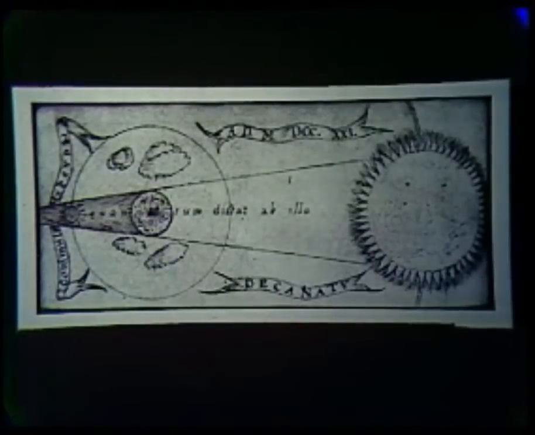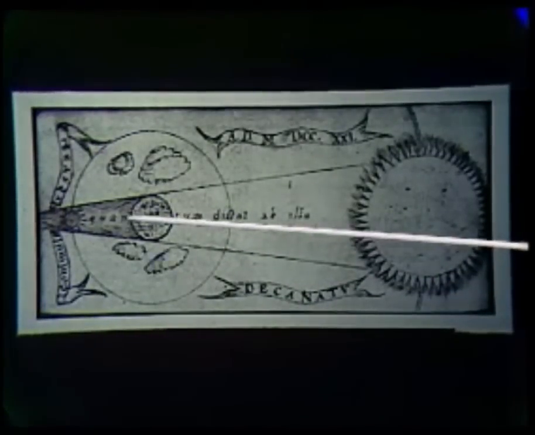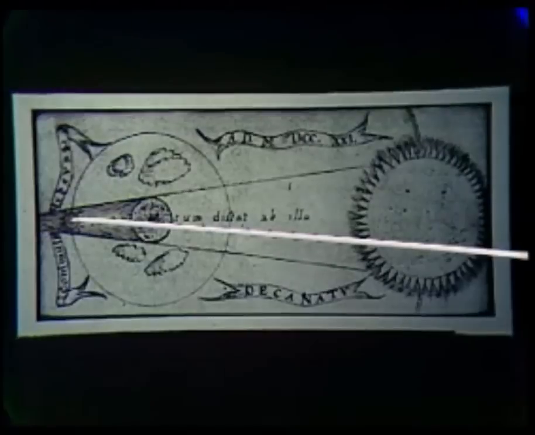Another representation showing you the sun to the right, showing the Earth in the center, and showing the moon being eclipsed here in the shadow of the Earth.